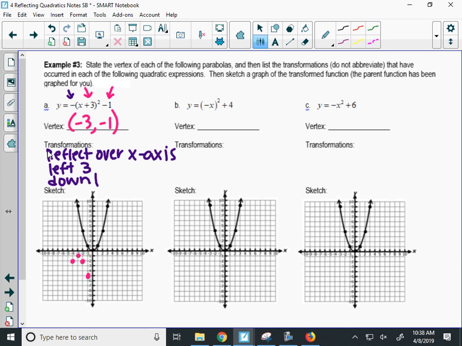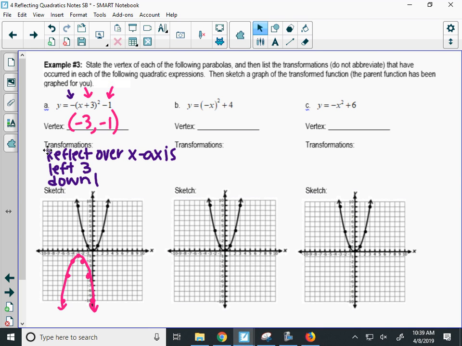Okay, left 3, down 1. It should be symmetric. Now the last one, 3, 9 goes to 3, negative 9, left 3, down 1. So you should get a parabola that looks something like this. If you're having trouble figuring out what to do, pause the video, come over and ask your teacher.